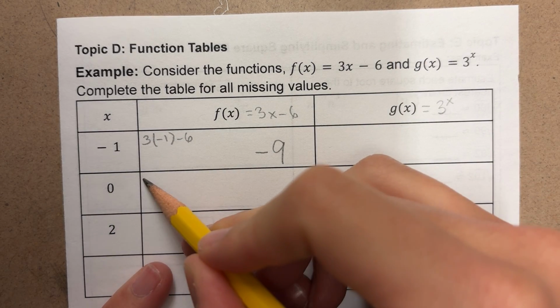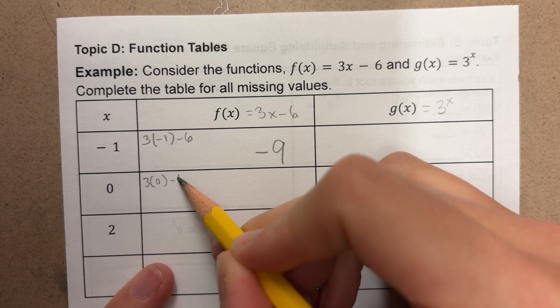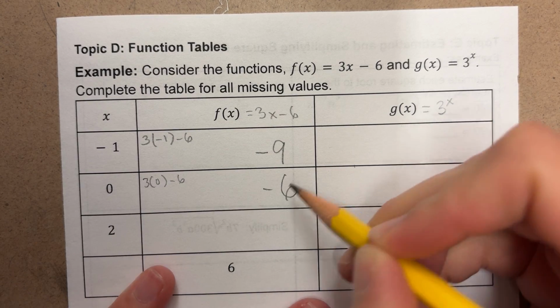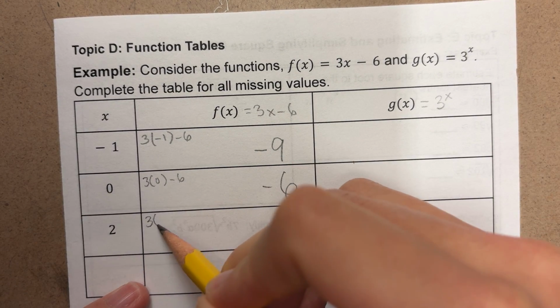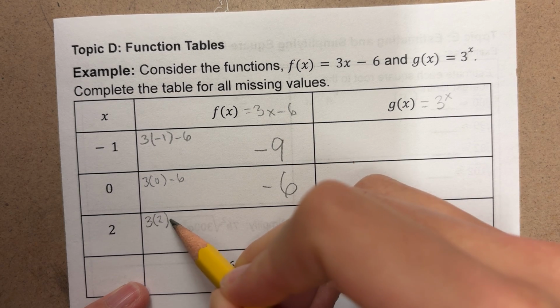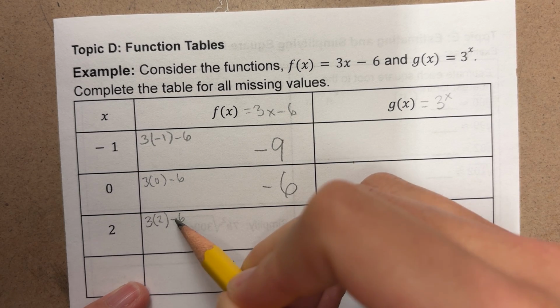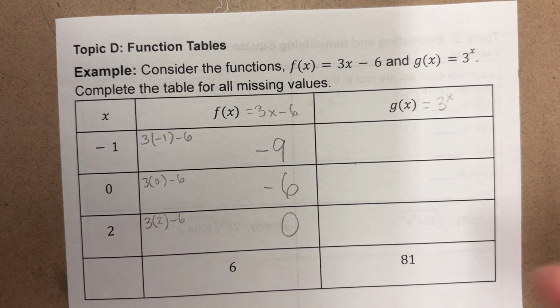If I plug 0 into this x value, that's 3 times 0, which is 0, minus 6. That's going to be negative 6. And here, if I plug 2 in, 3 times 2 is 6. Minus 6 is 0, okay?